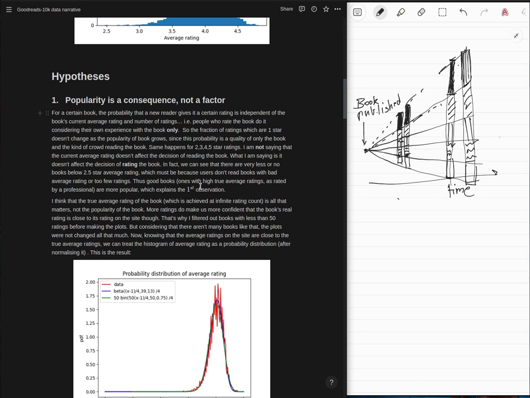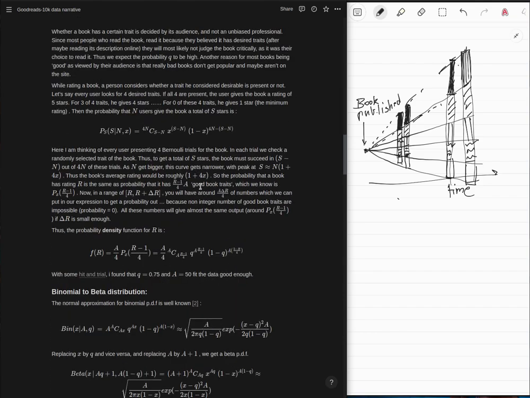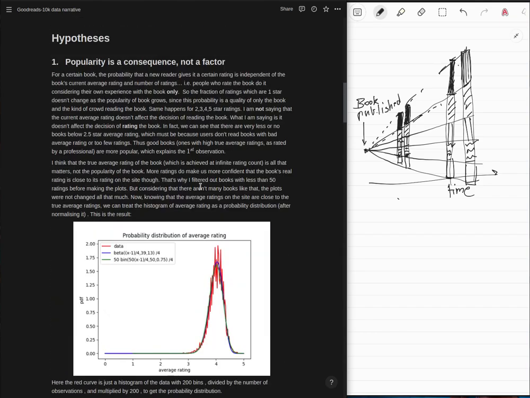And yeah, this is a very important point in this whole article I've written, because this is the basis of my assumption that we don't need to look at the popularity of the book. Sure, as more time passes, this gets bigger, and the more ratings you have, with more confidence you can say that the average rating is this, right?